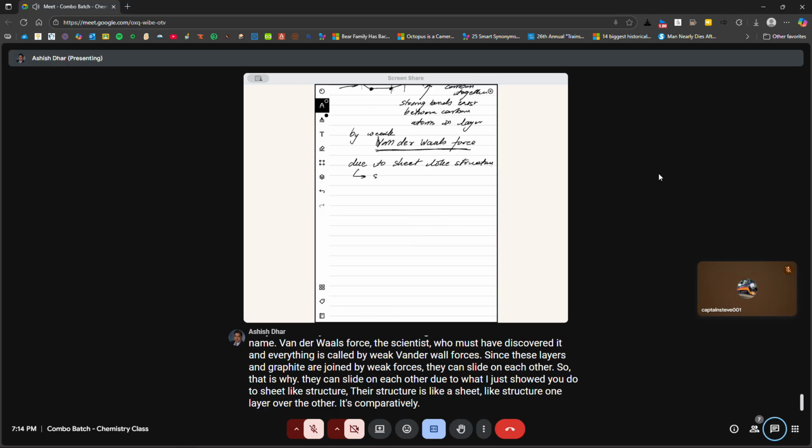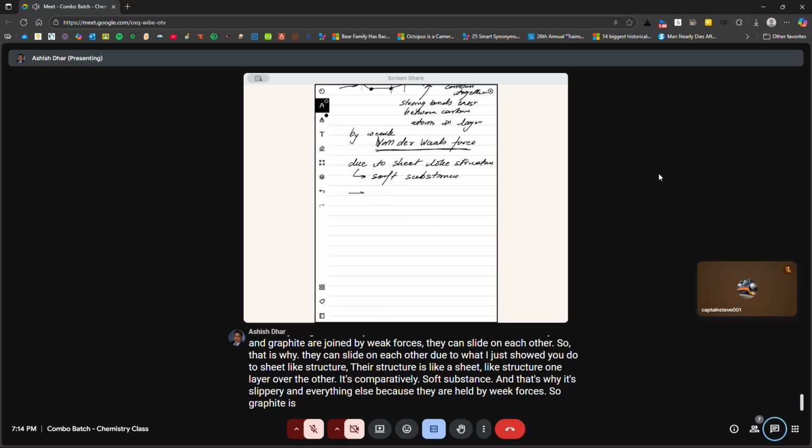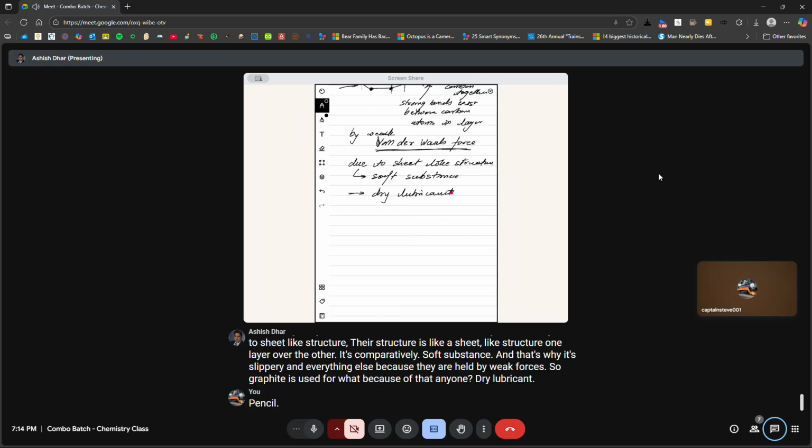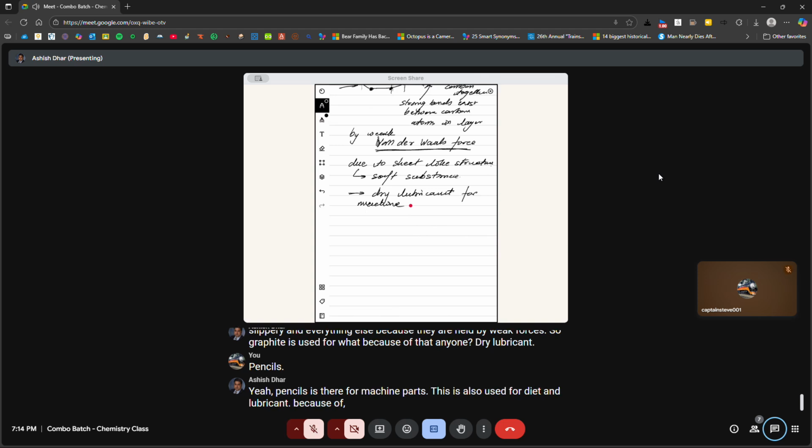It's a comparatively soft substance. That's why it's slippery and everything else, because they are held by weak forces. So graphite is used for what because of that? Anyone? Dry lubricant. Yeah, pencils, and for machine parts. This is also used as a dry lubricant because of its slippery nature.